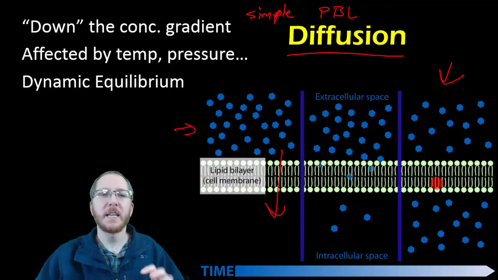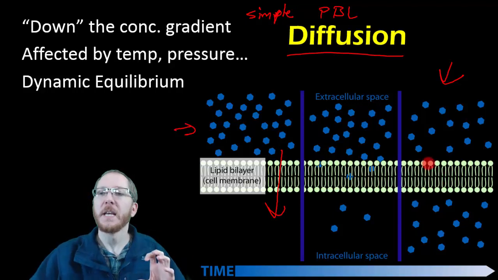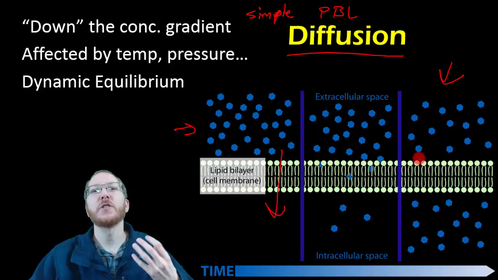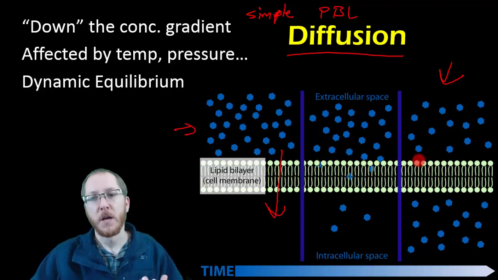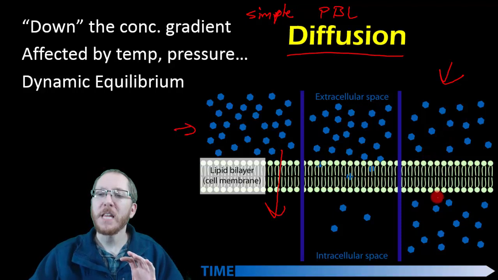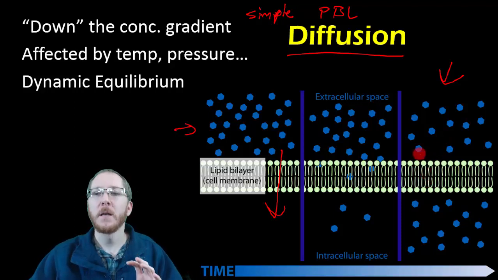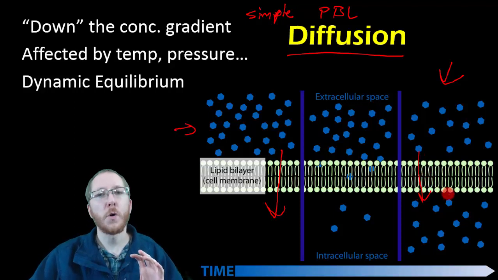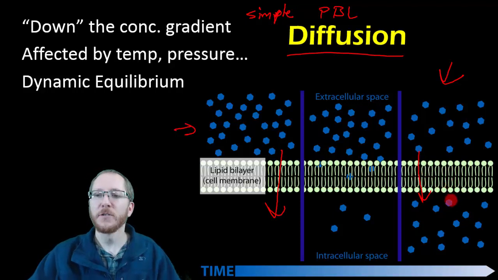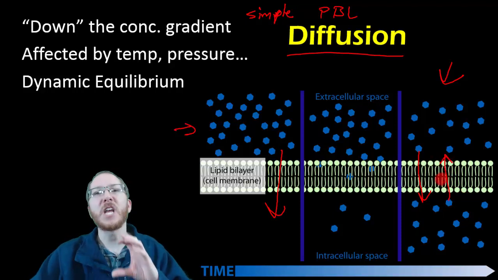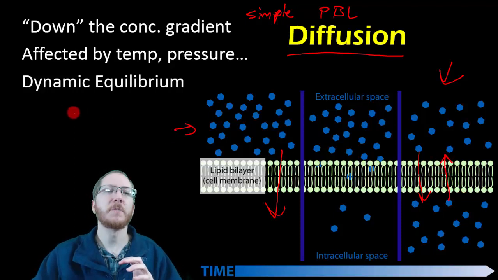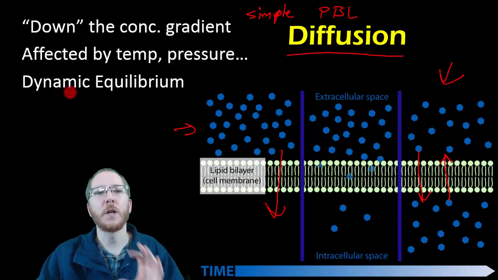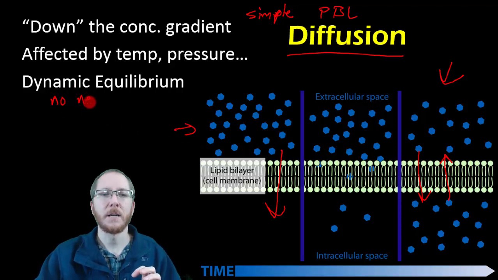The only reason it gets this fancy dynamic word is because dynamic implies there's still movement, and there is. When you look at this, you'll see there's about equal numbers of particles on both sides, but that doesn't mean they stay there. You're going to see some of these particles will go across, in this case down, and you'll see some of the particles from below will move up, but they'll do so in about equal amounts. And so you might see them discuss the fact that at dynamic equilibrium, there's no net movement.